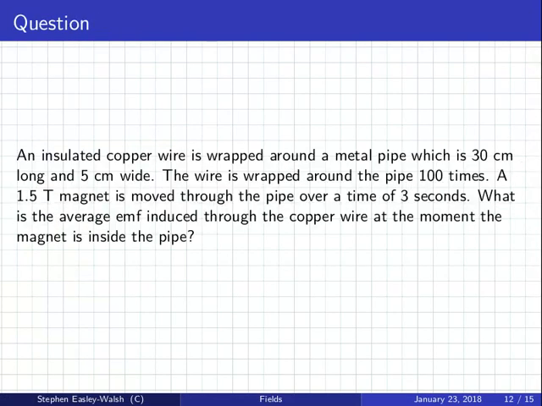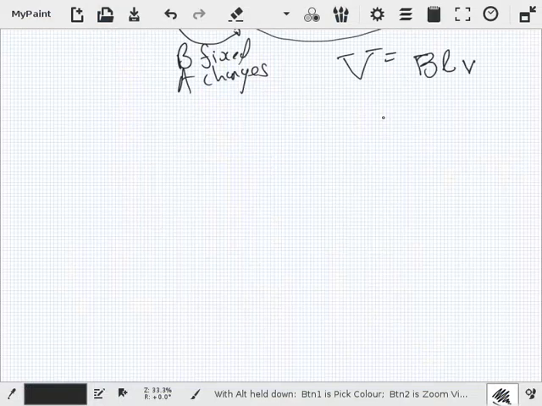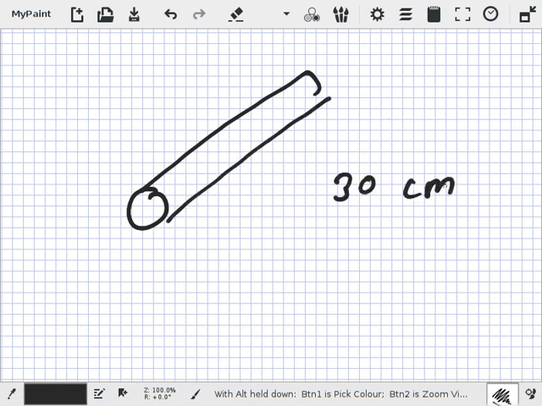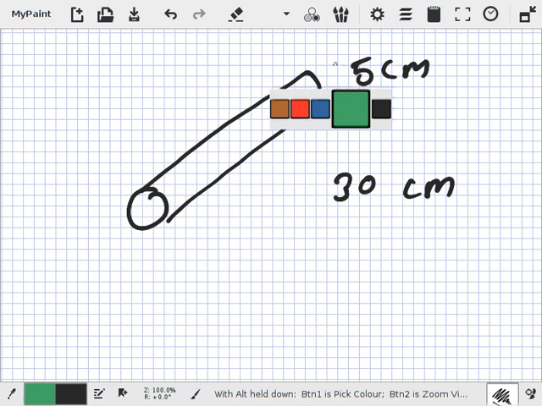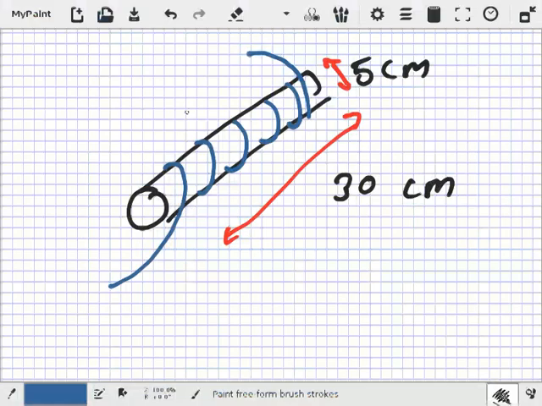Right, after all of that, we can now look at some examples. An insulated copper wire is wrapped around a metal pipe, which is 30 centimeters long and 5 centimeters wide. So let me just draw that for you. We have a pipe, 30 centimeters long and 5 centimeters wide, and we wrap a copper wire around it. And we wrap it around 100 times.